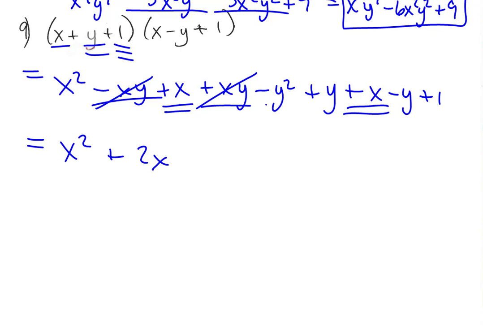Moving on, we have this minus y squared. There's no other y squared, so we'll just copy that down in place. Then we have a plus y and a minus y that would cancel, and then we have a plus 1 at the end. So altogether we have here x squared plus 2x minus y squared plus 1.